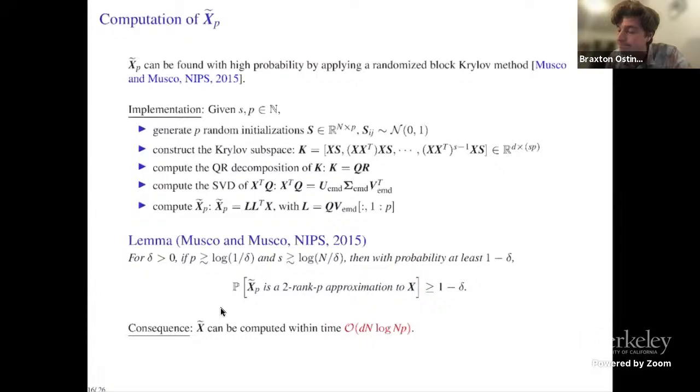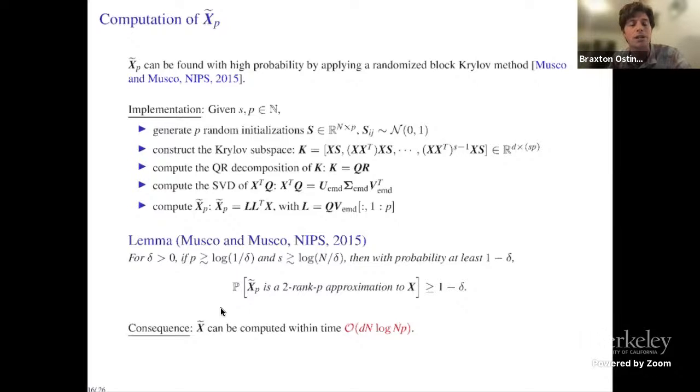Now you can use ideas from the randomized block Krylov method. So this is introduced by Musco and Musco, and the idea here is to generate random matrices and form a Krylov subspace, and then do a QR decomposition, and you do an SVD there, and well, in the end, you cleverly put the matrices together to get an X tilde p. Okay, and so Musco and Musco's result is that this X tilde p obtained like this is in fact a 2 rank p approximation to X with high probability.